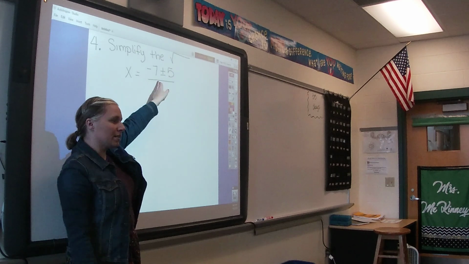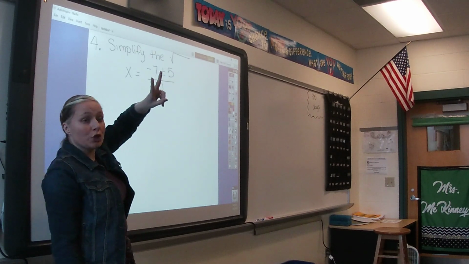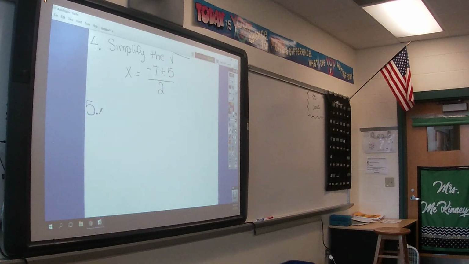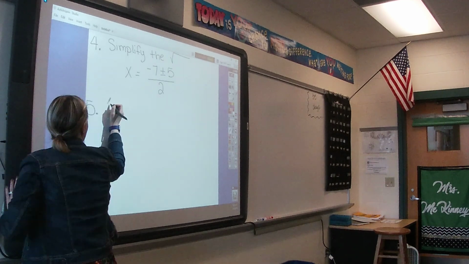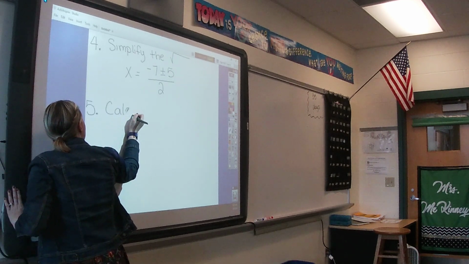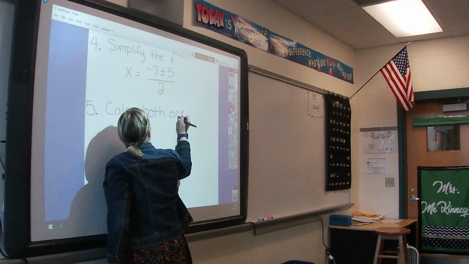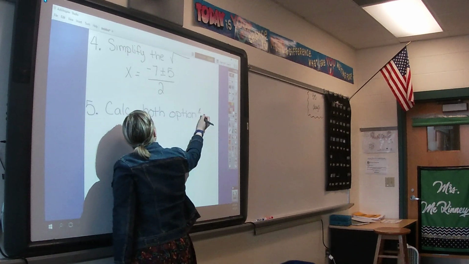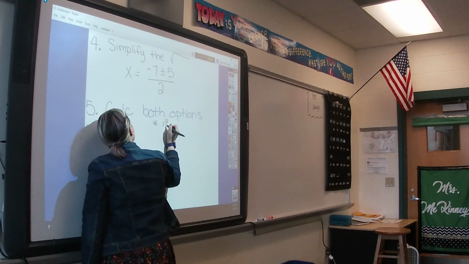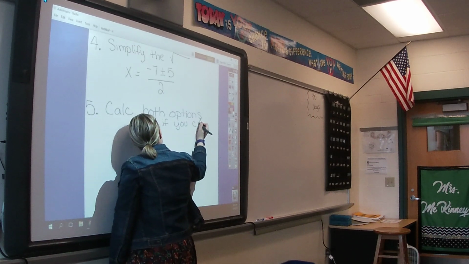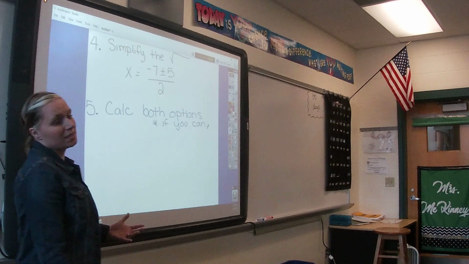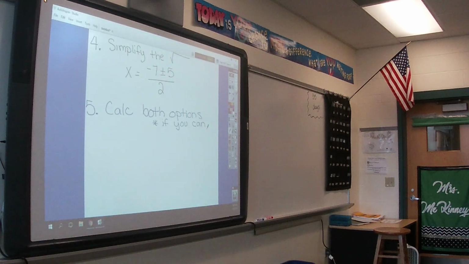How many answers is this? 2, because it has that plus or minus in it. So that's going to be our 5th step, just like with completing the square. It's going to be to calculate both options. This is going to come with a small star. If you can. Today you'll be able to. We won't always be able to.